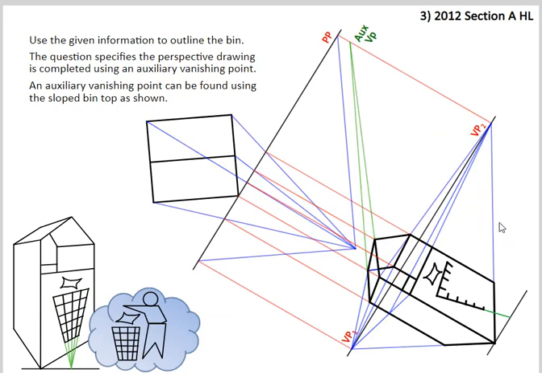Now all that's left to be done is the front section of the bin. So these are all horizontal lines, so they're all brought back to VP2, and then these lines brought down are all brought back to this vanishing point, as shown over here in the actual preview of what the answer should look like. So this is a very simple detail at the front here, and that's the short question completed.